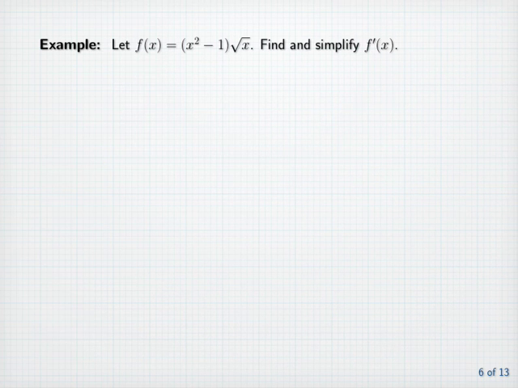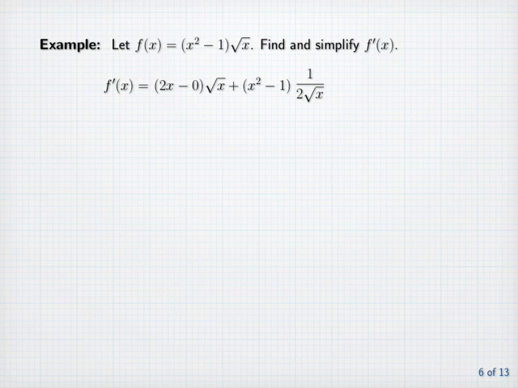Example, let f of x equal x squared minus 1 times the square root of x. Find and simplify f prime of x. So we apply the product rule here. F prime of x will be the derivative of x squared minus 1, or 2x minus 0, times the square root of x, plus the first factor, x squared minus 1, times the derivative of the second factor, 1 over 2 times the square root of x.